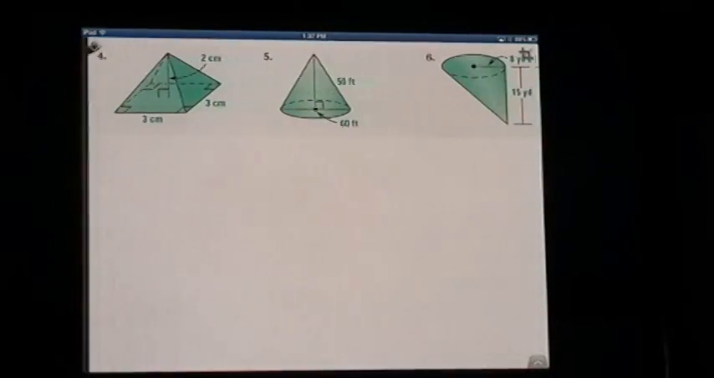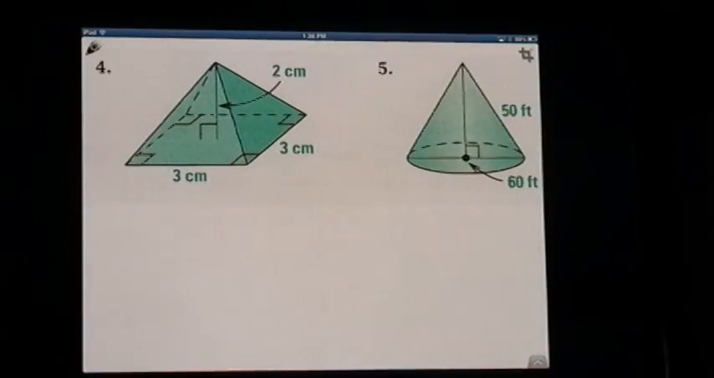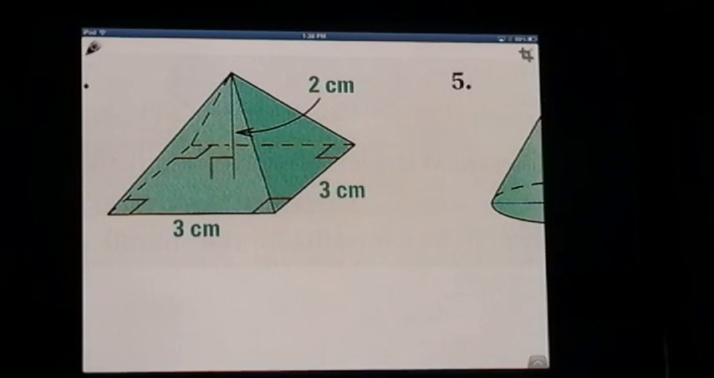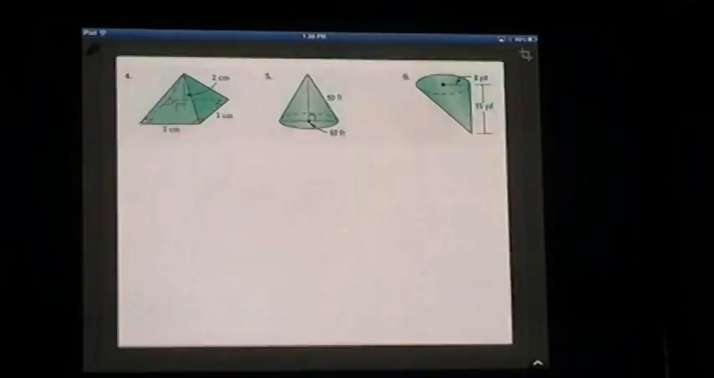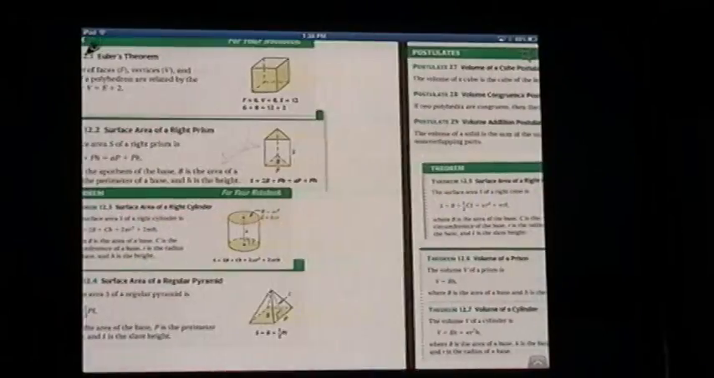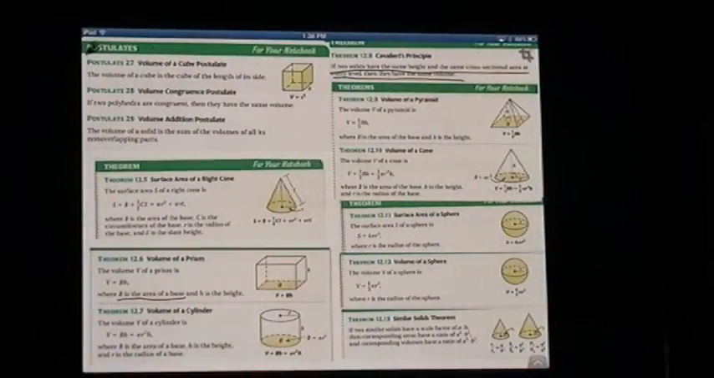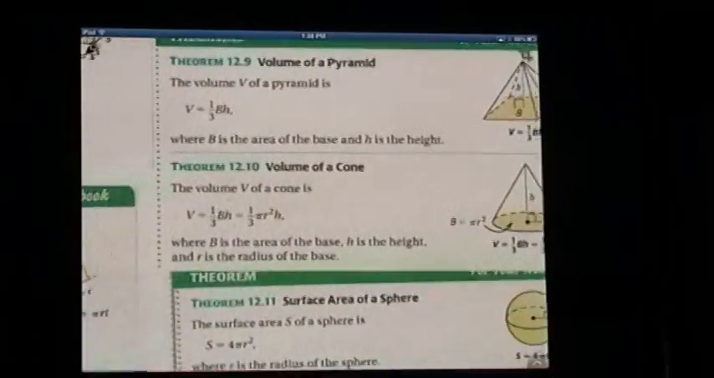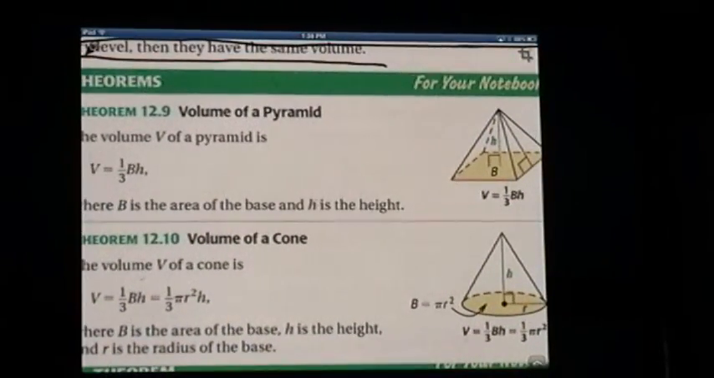Okay, moving on to the next one. We're going to be working with pyramids. All right, so we want to go look at our theorem list and figure out how to find the volume of a pyramid. That's the surface area. Make sure you get the right one. The volume of the pyramid is 1/3 the base times the height, where it's the big base again, so it's the figure that makes up the part that the pyramid is standing on.